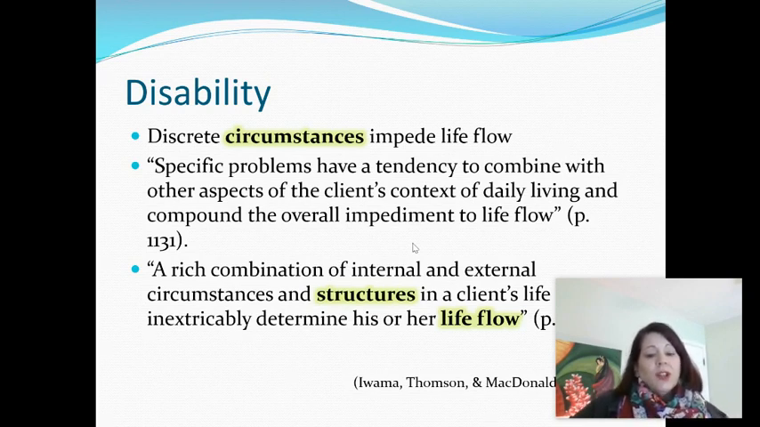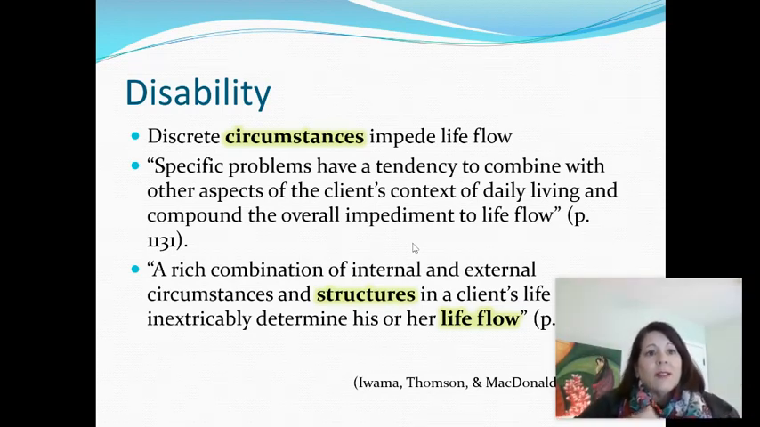So it's a rich combination of both internal and external circumstances and structures in a life's flow that are inextricably determining his or her life's flow. So what this is saying is that disability, or the impediment to life's flow, can be a result of a specific circumstance, but that's not the only thing that's going on. So it's a much more global view of the person's life.